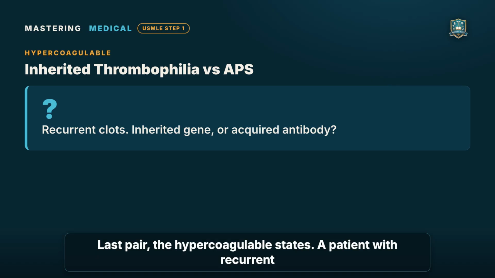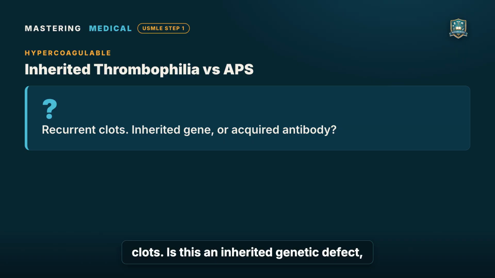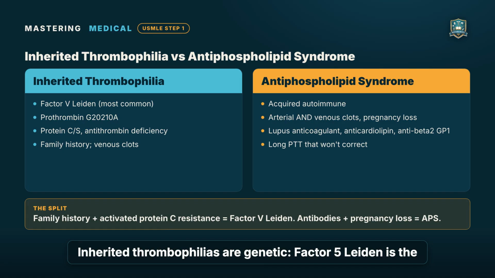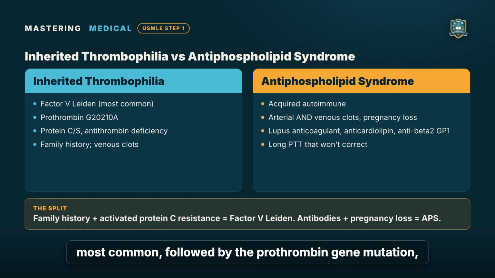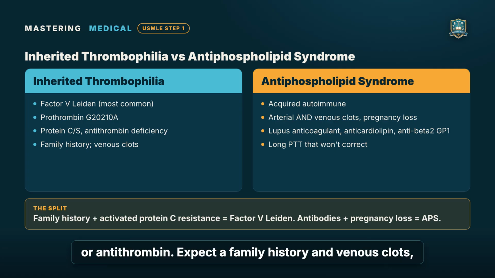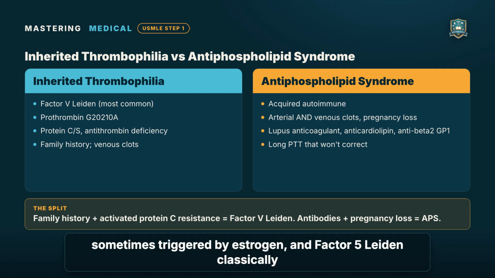Last pair, the hypercoagulable states. A patient with recurrent clots. Is this an inherited genetic defect or an acquired antibody disease? Inherited thrombophilias are genetic. Factor V Leiden is the most common, followed by the prothrombin gene mutation and deficiencies of protein C, protein S, or antithrombin. Expect a family history and venous clots, sometimes triggered by estrogen. And factor V Leiden classically shows activated protein C resistance.